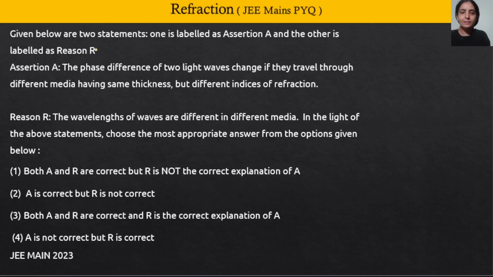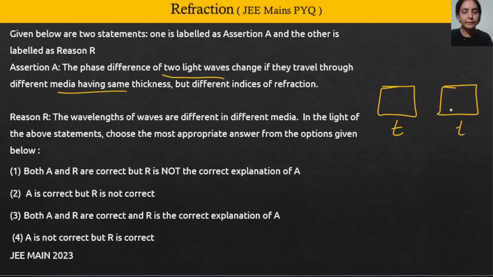Now again, assertion and reason. What is the assertion saying? The phase difference of two light waves changes if they travel through different media having same thicknesses but different indices of refraction. It says we have two slabs. Let's say their width is the same, this is T and this is also T, but they have different refractive indices, mu1, mu2, and then it is said that when light travels through these two slabs, the light coming out through the two slabs will have different phases.